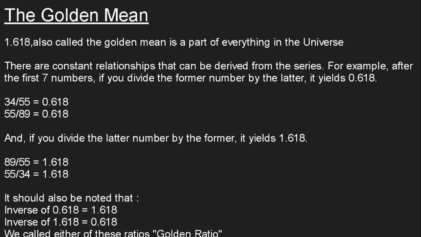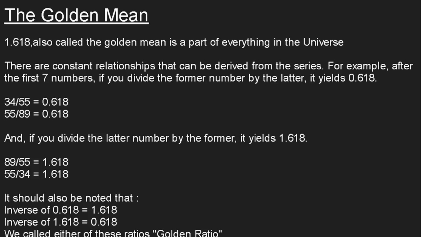The golden mean, 1.618, also called the golden mean, is a part of everything in the universe. There are constant relationships that can be derived from the series. For example, after the first 7 numbers. The first 7 numbers are 1, 2, 3, 5, 8, 13, and 21. So after 21, we have 34, 55, 89, 144, and so on.